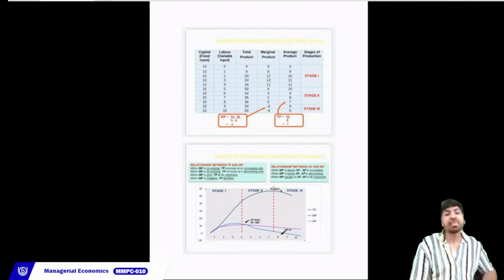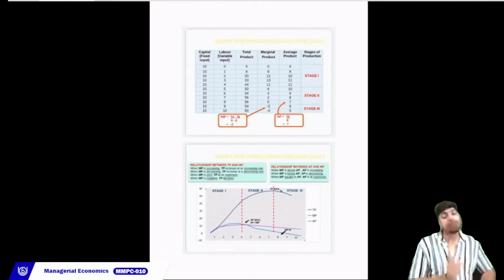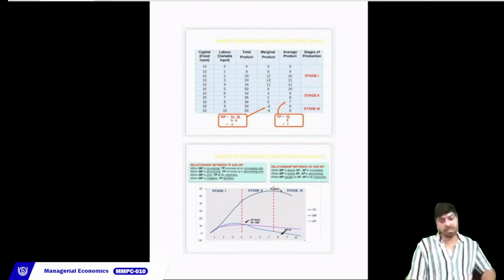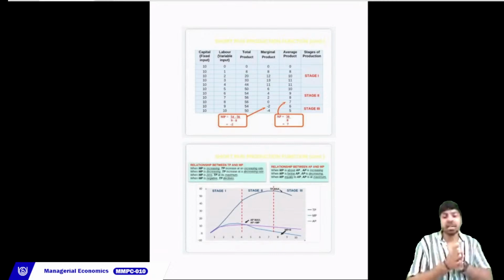When MP is decreasing, TP increases at a decreasing rate. When MP is zero, TP is maximum. That means it's a constant at a peak level. When MP is negative, TP is decreasing. So this is a very important relationship to understand.